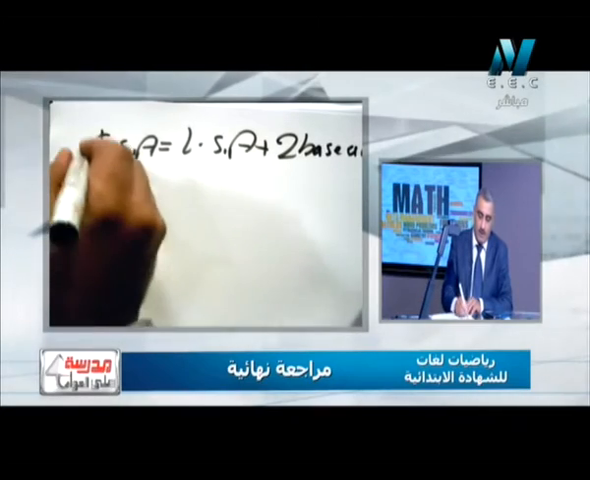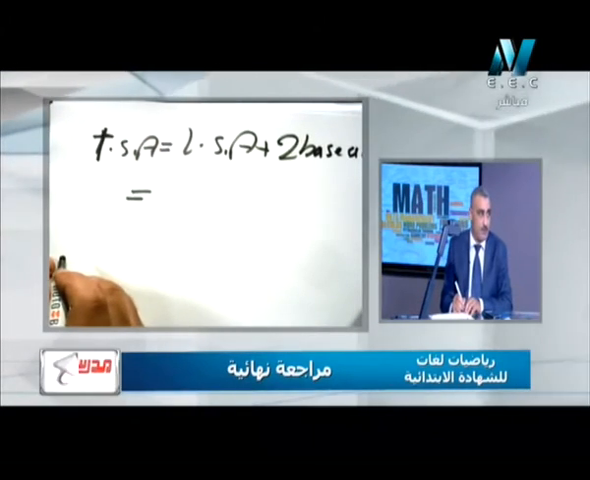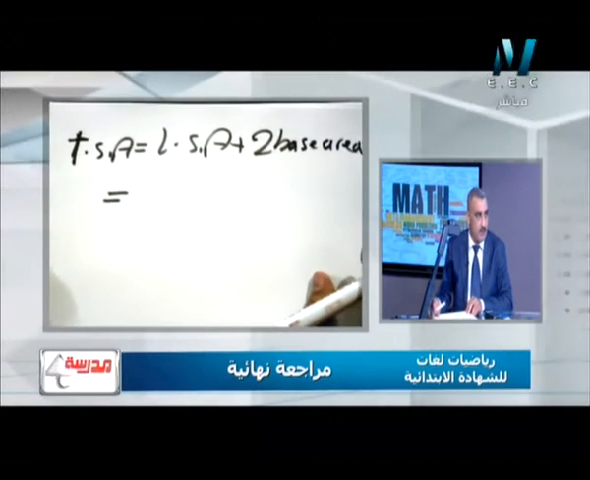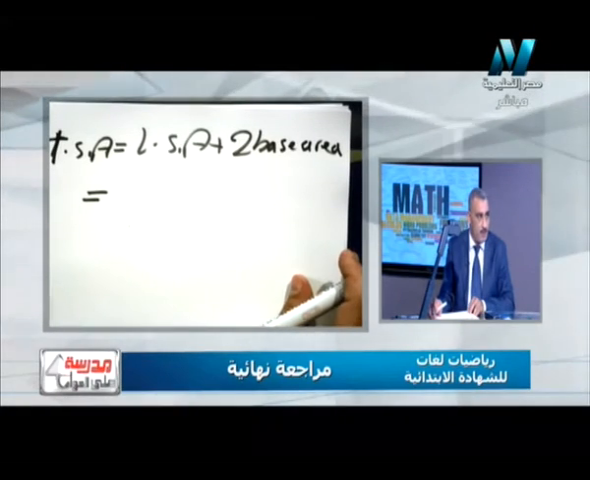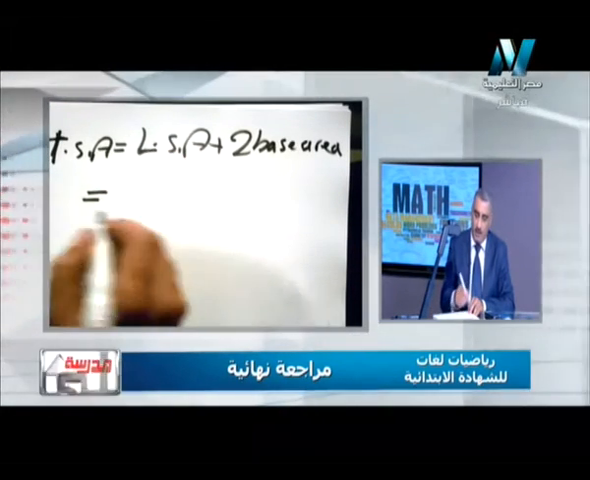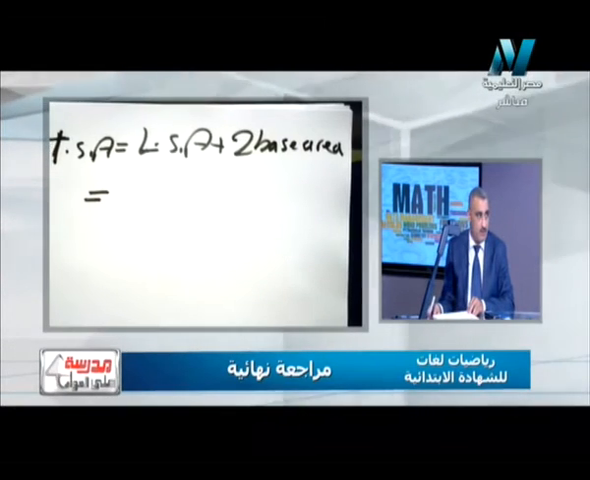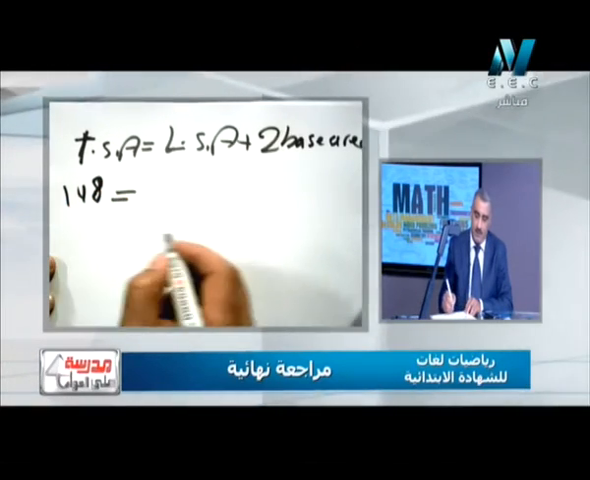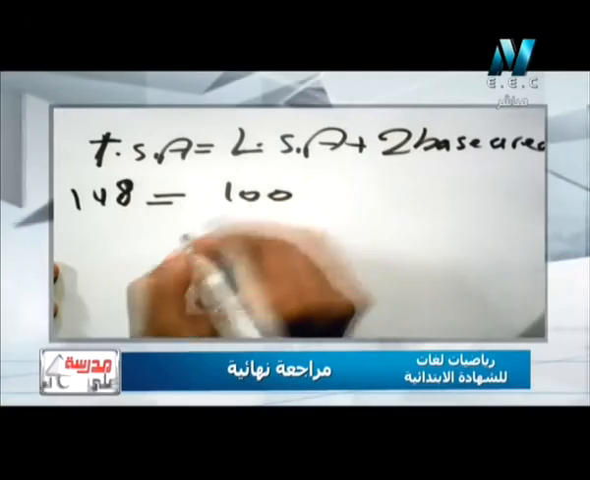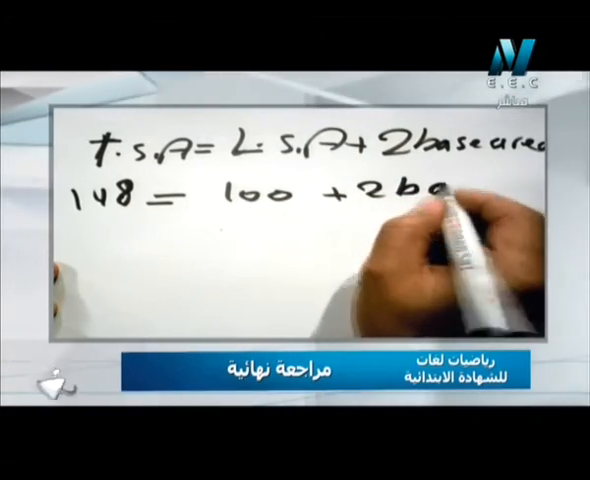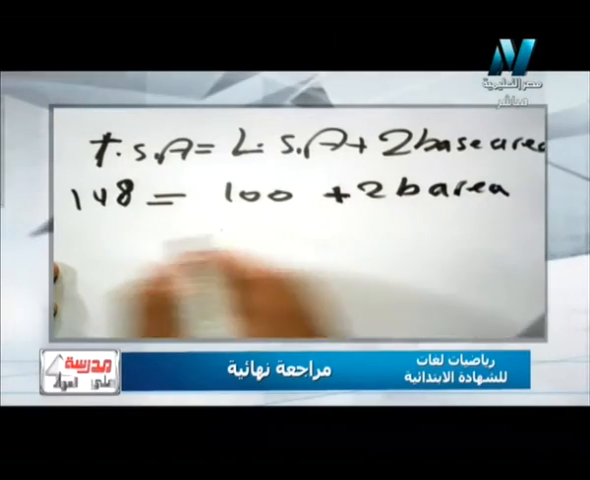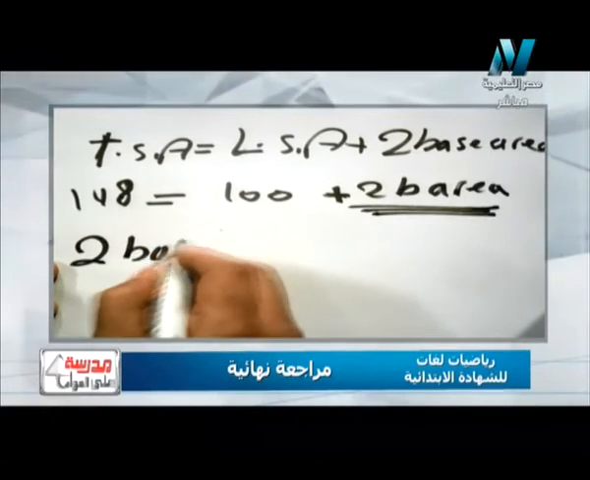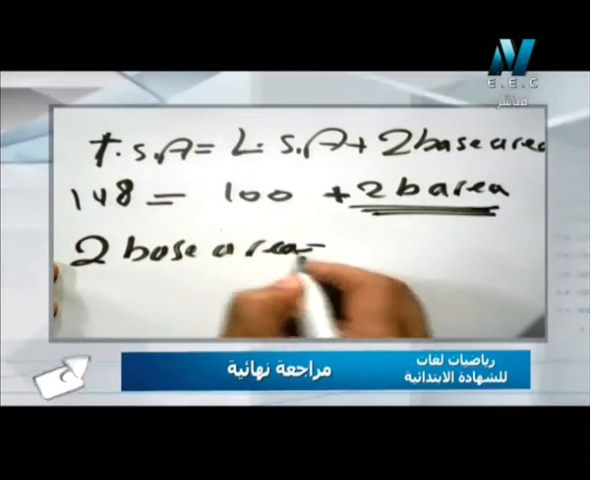Again, my dear students, a very important rule. Total surface area of a cuboid equals lateral surface area plus 2 base area. Total surface area is 148 centimeters, lateral surface area is 100 centimeters, plus 2 base area. It's so easy now to get the area of the two bases. Base area equals what?